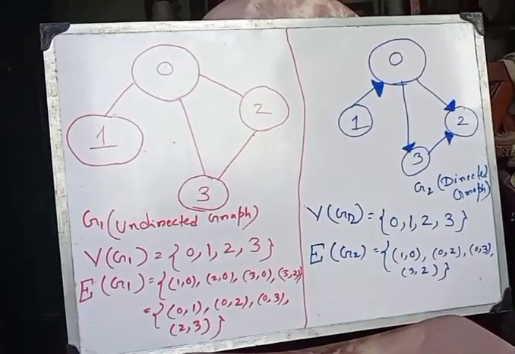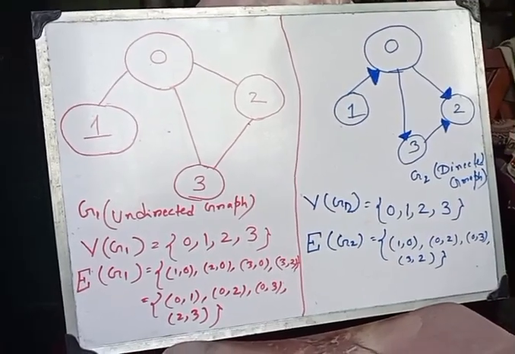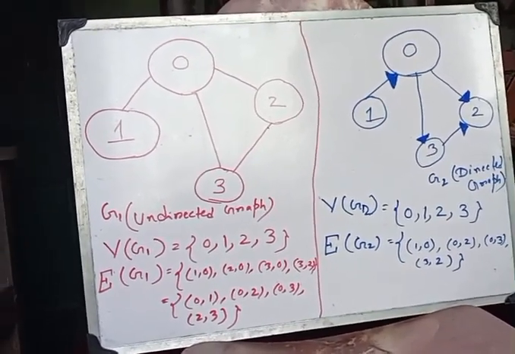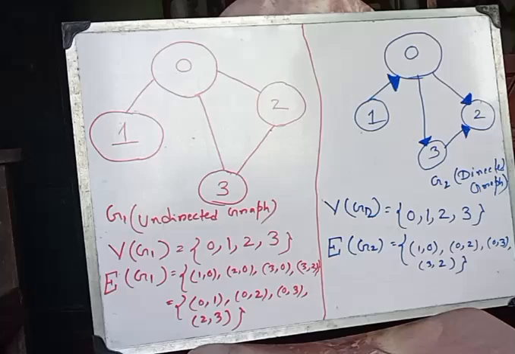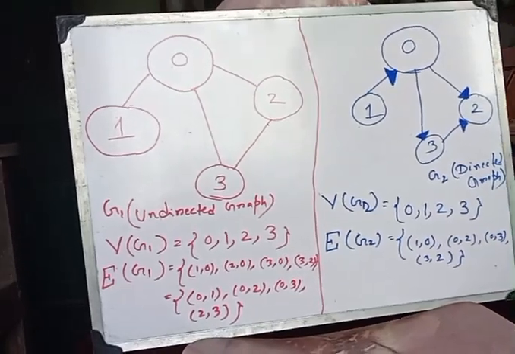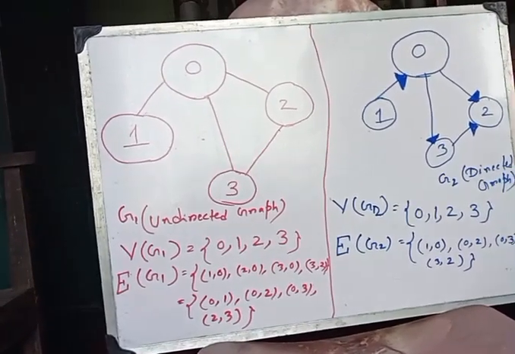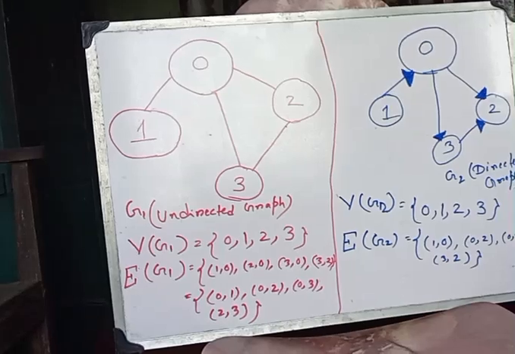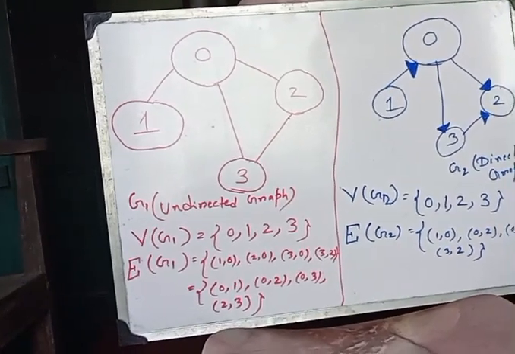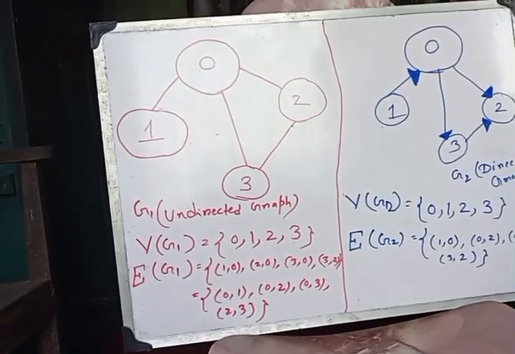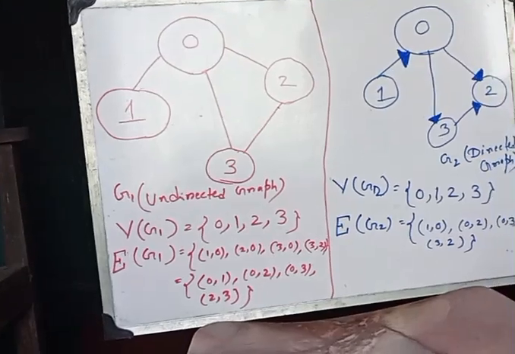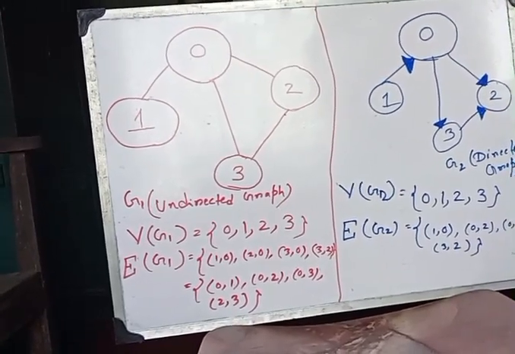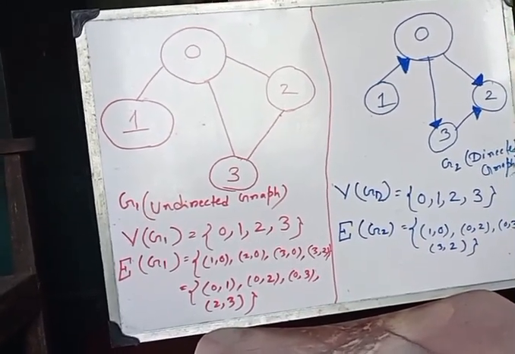First, in the red diagram, G1 is an undirected graph. Here, the set of vertices V of G1 is equal to {0, 1, 2, 3} because it has 4 vertices or 4 nodes. Those are 0, 1, 2 and 3 by red color. And here the set of edges is written by E of G1.